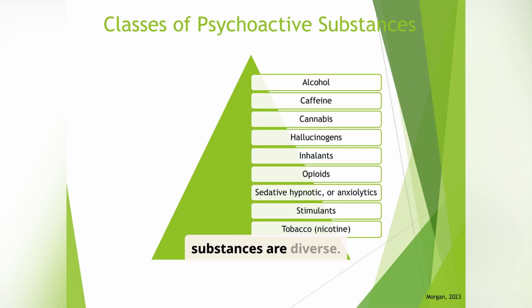Psychoactive substances are diverse. They include alcohol, caffeine, cannabis, hallucinogens, inhalants, opioids, sedatives, stimulants, and tobacco. Each class has unique effects and risks, requiring specific nursing considerations.